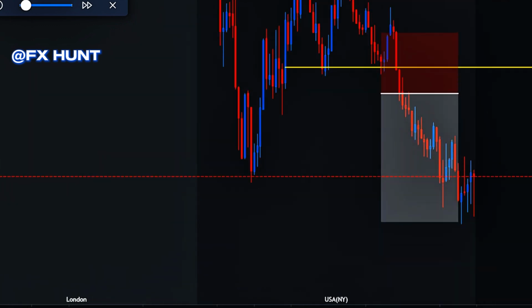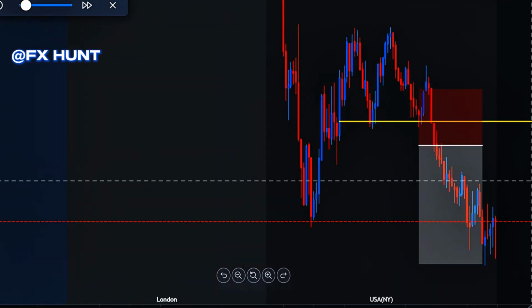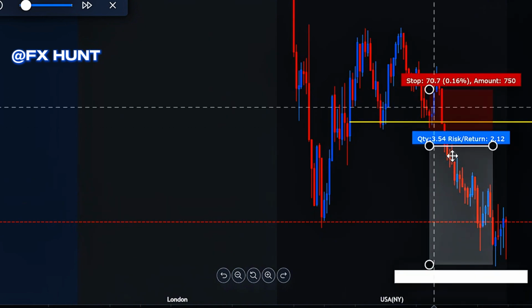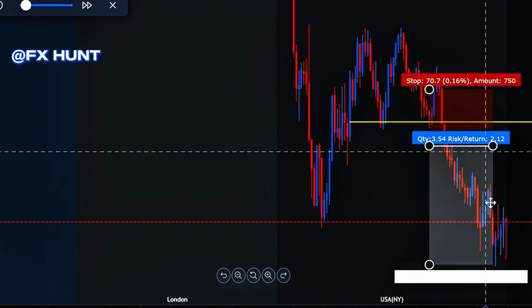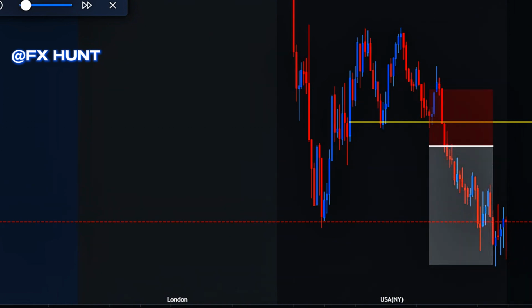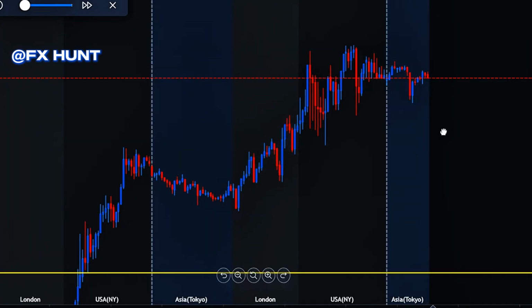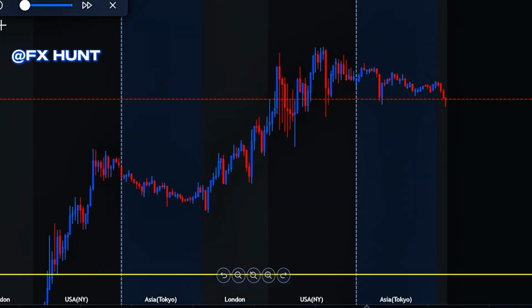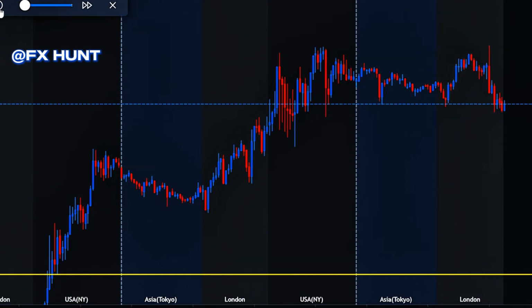So this was the second position we took this week. We took the sell position. Immediately after the break, we took our sell position, risking 70 pips, targeting 1:2. Just like on Monday, we bagged 1:2 on this day.